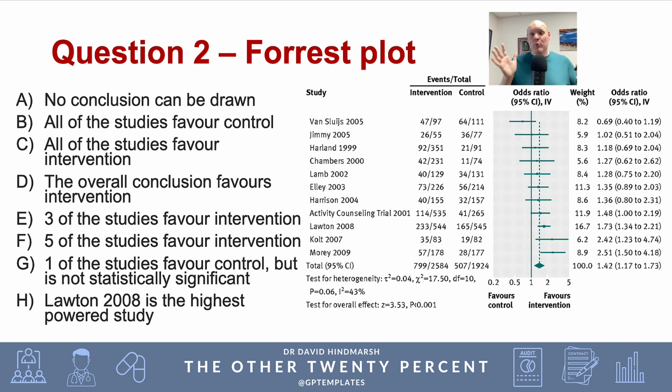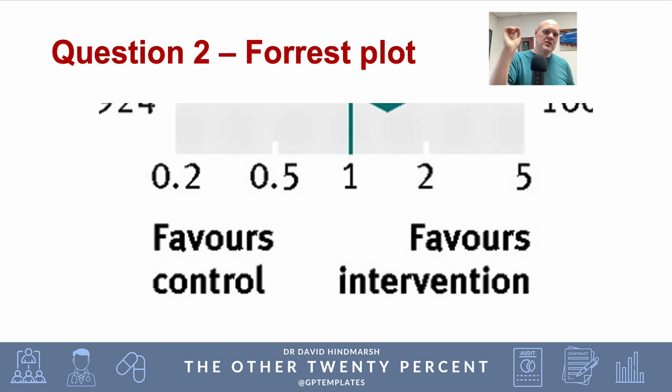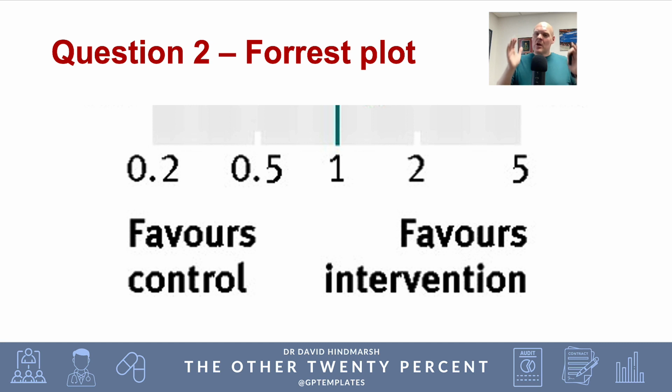If it's like me, it would be to panic. So let's talk through this very, very slowly. Ignore the answers for the time being, and let's look at the Forrest plot and see what it shows. Right at the bottom, on the left side is favours control, and on the right side is favours intervention, with this 1 being what we call the no effect line.